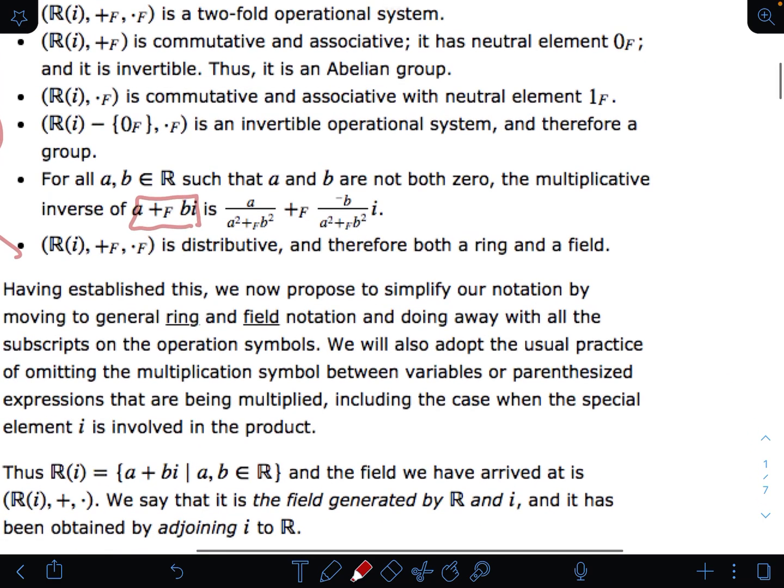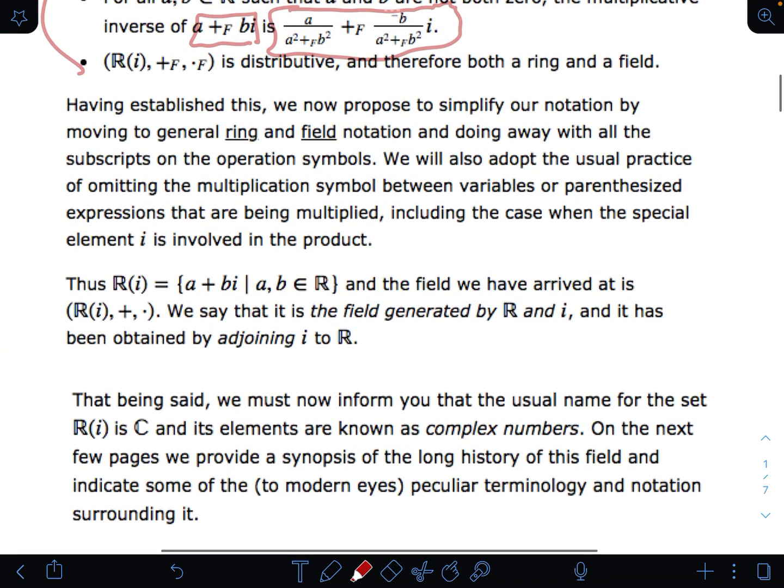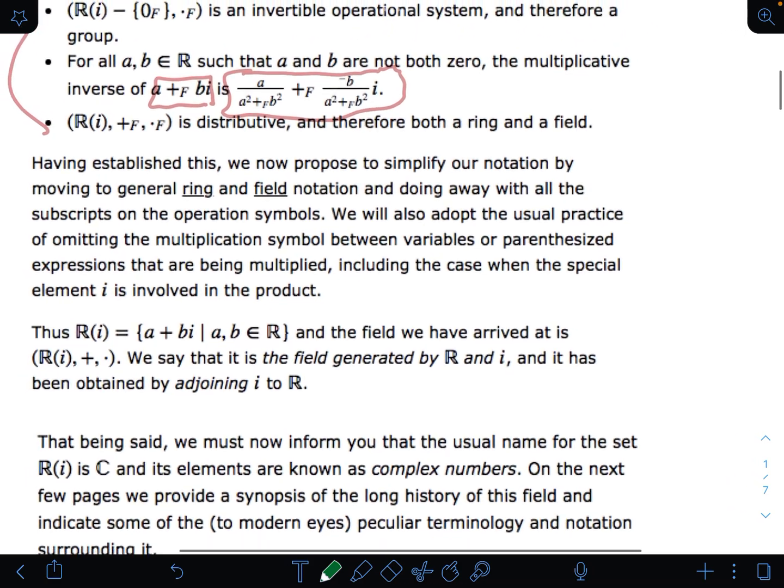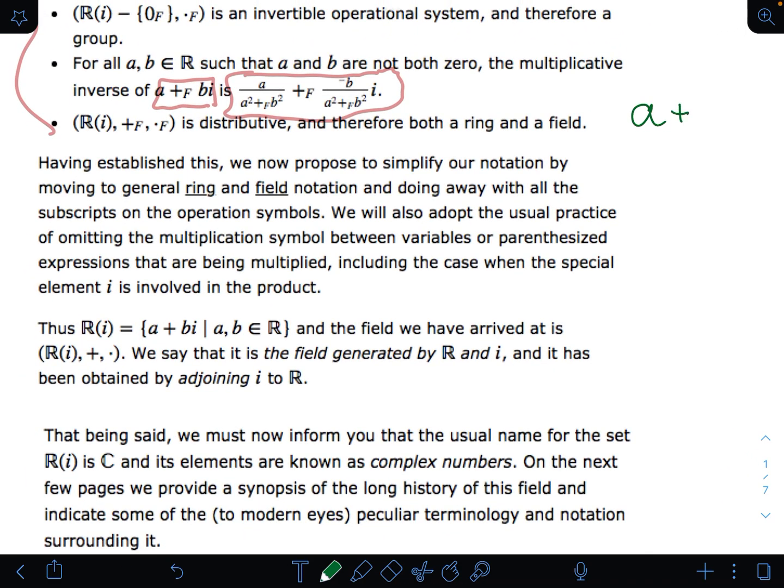And the inverse values are going to be found by taking a over a squared plus b squared plus negative b over a squared plus b squared times i. Okay, so you have that in there. But again, the important takeaway is that anytime you see complex numbers, the dead giveaway is that it's in the form of a plus bi. Maybe it looks like 5 plus 7i, I'm just making up numbers here, or 2 minus 3i, where the b portion is -3, not 3.